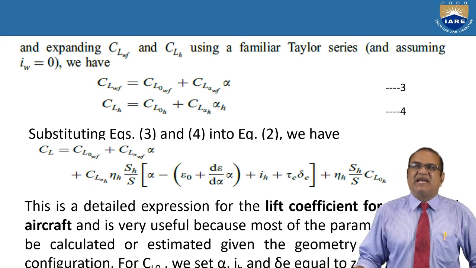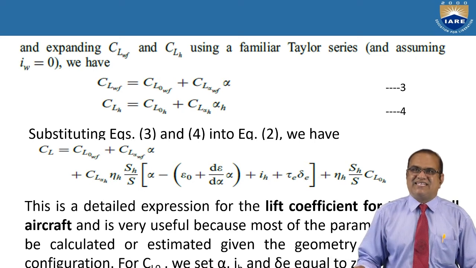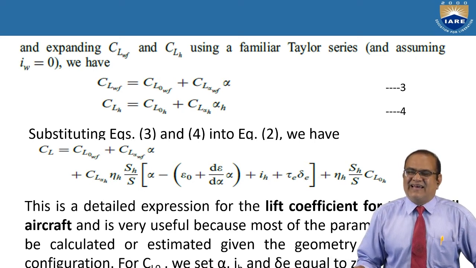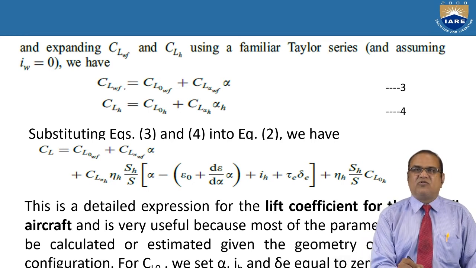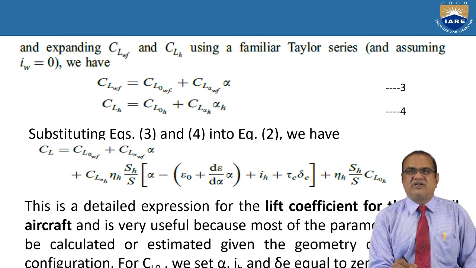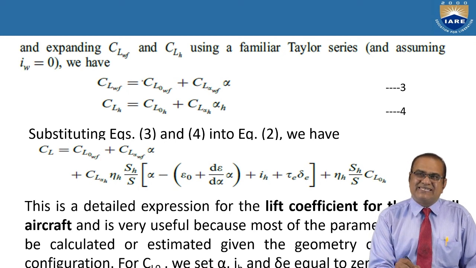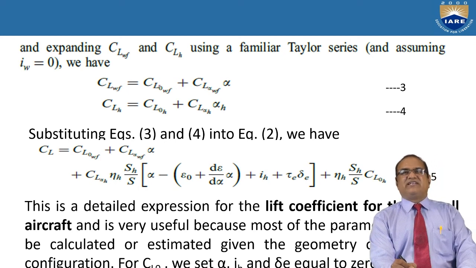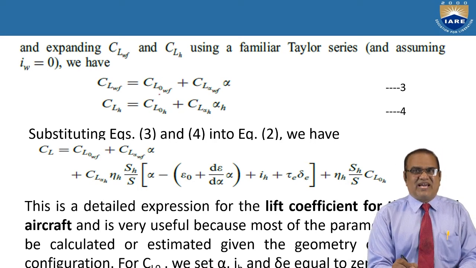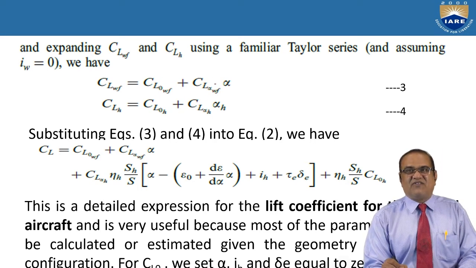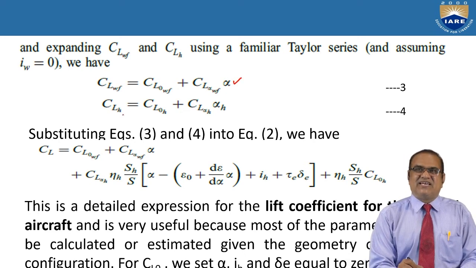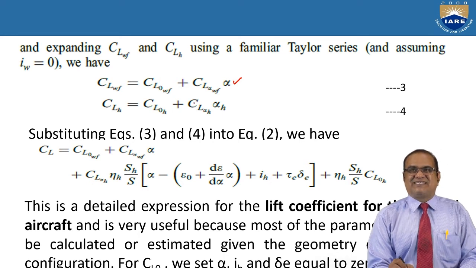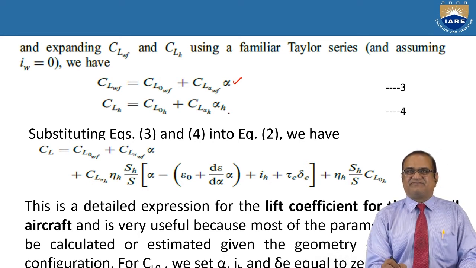And expanding CL_WF and CL_H using a familiar Taylor series and assuming i_W is equal to 0. So here CL_WF is equal to CL naught WF plus CL alpha WF into alpha. What is the CL naught? It is the coefficient of lift at 0 angle of attack, and the coefficient of lift of wing and fuselage at angle of attack. Same way, CL_H is equal to CL naught H plus CL alpha H into alpha_H.